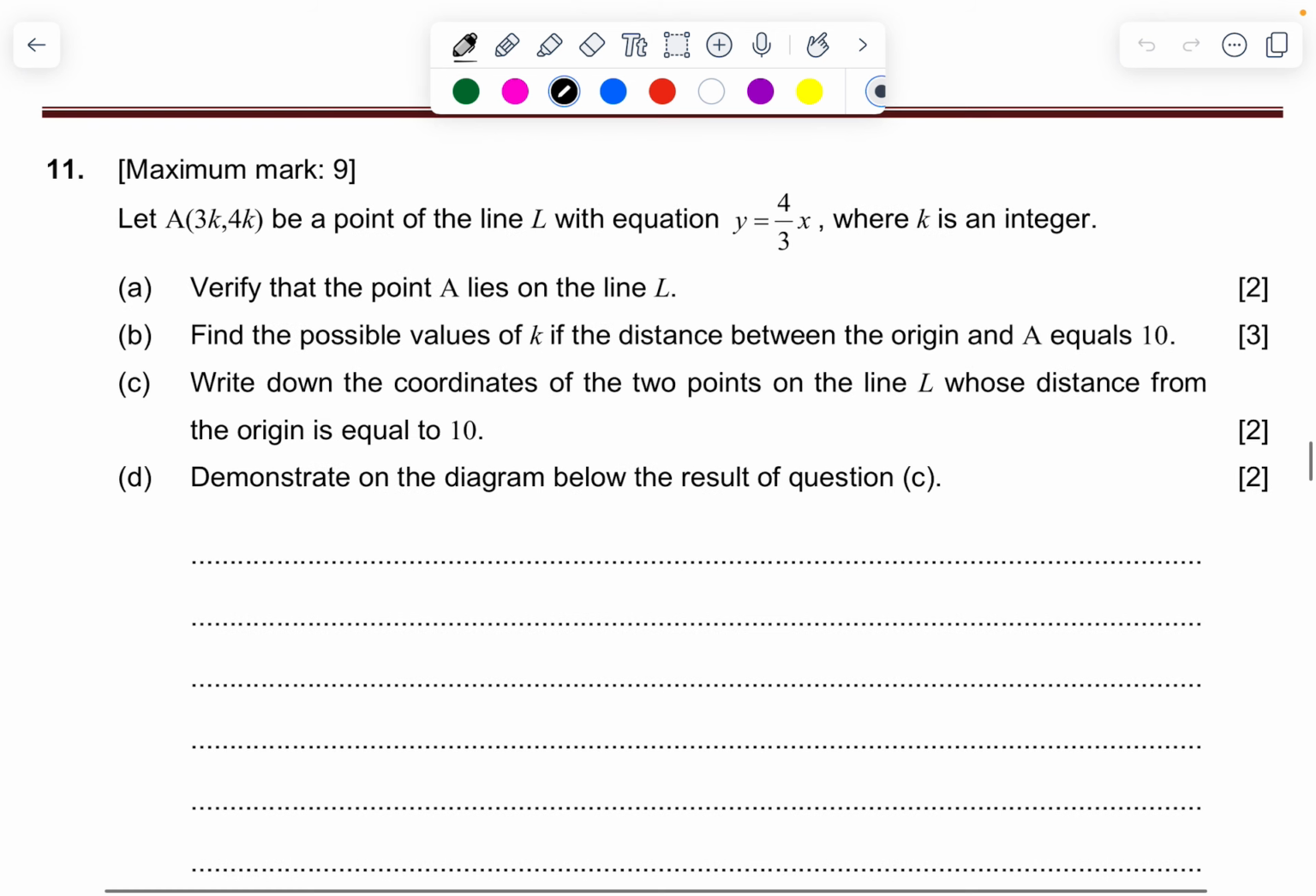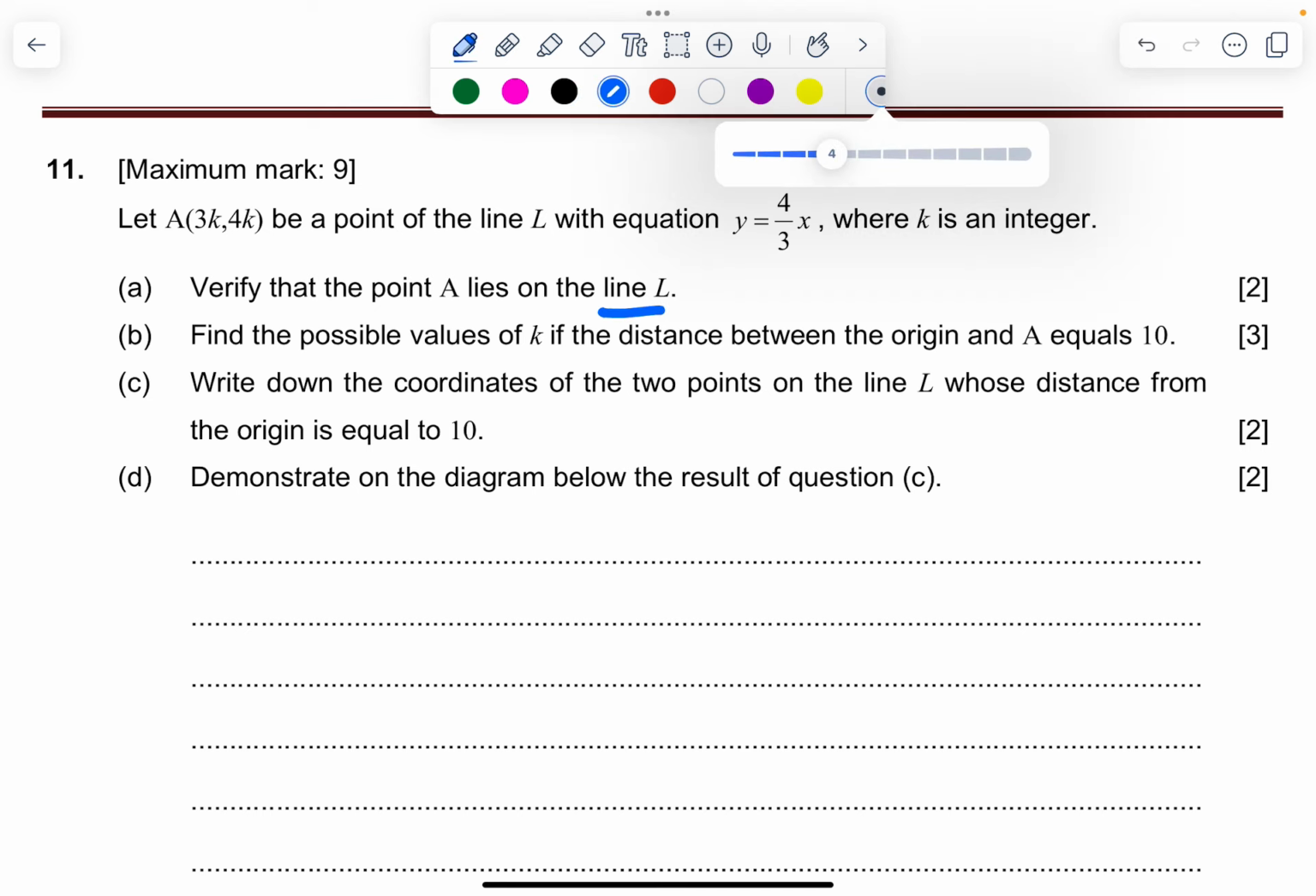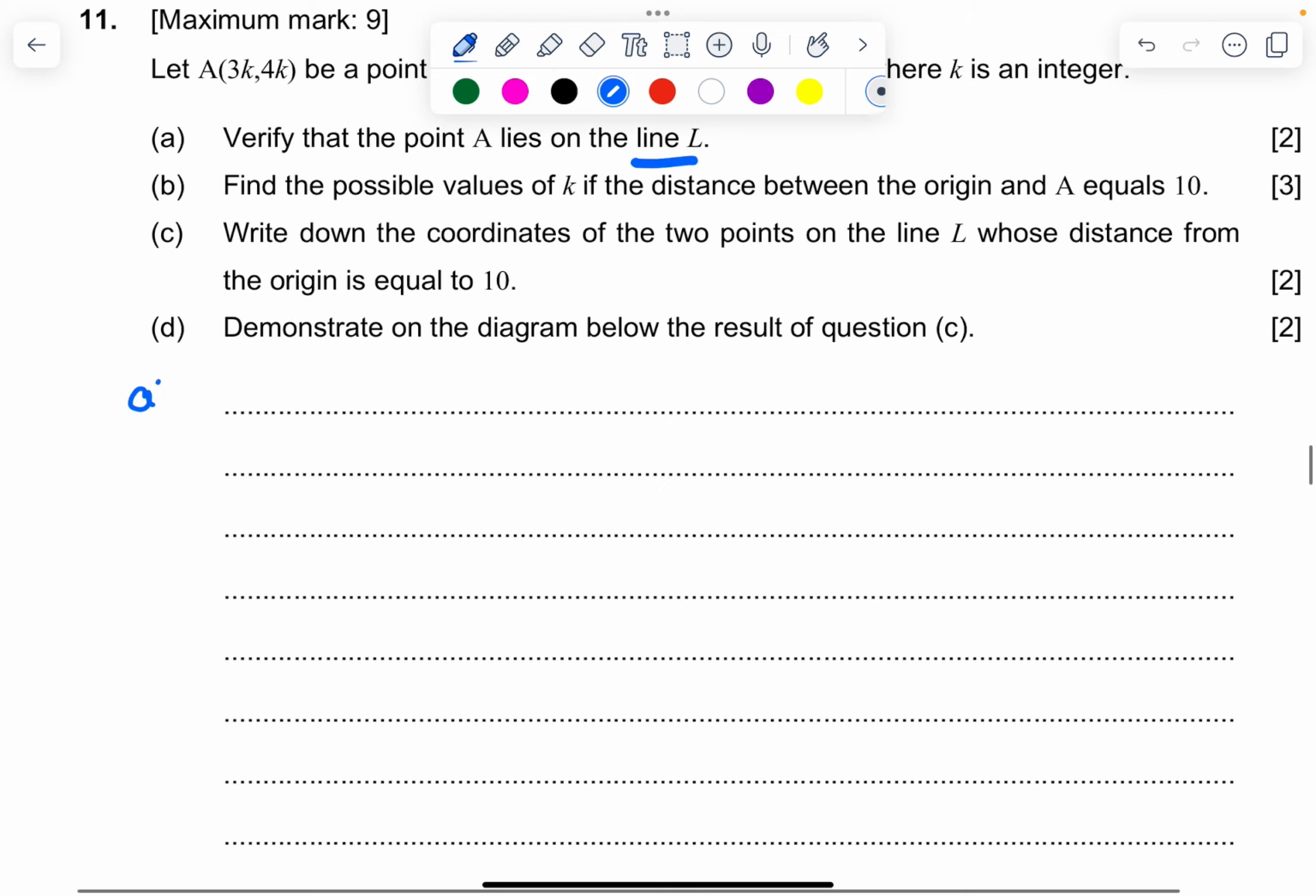So let A be (3k, 4k), a point on line L with an equation y equals 4 upon 3x, where k is an integer. Verify that A lies on L. So for A lying on L, what am I going to do? I am going to take the equation y equals 4 upon 3x. Now plug in 3k comma 4k.